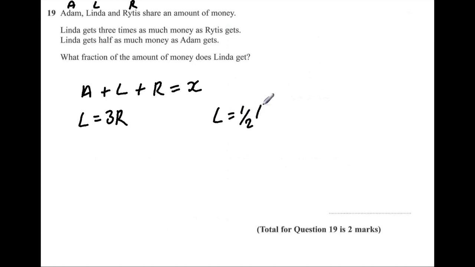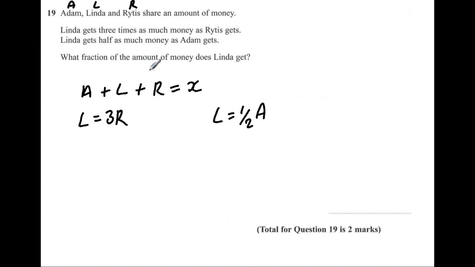Now, since they're all going to share a certain amount, I'm going to write it as an equation: A plus L plus R equals X. X means the amount of money. We don't know the amount of money. Now it says over here, Linda gets 3 times as much money as Retes gets. So Linda is equal to 3R. Linda gets half as much money as Adam gets. So Linda is equal to half of A.